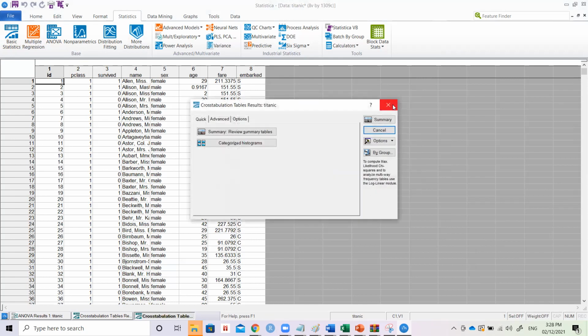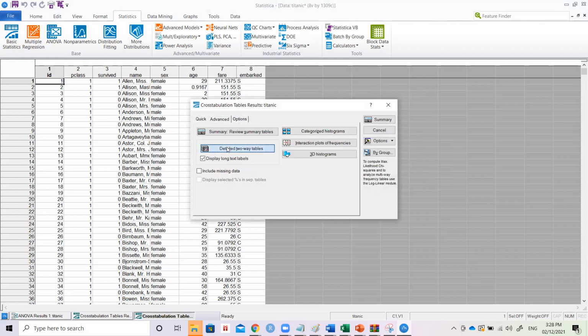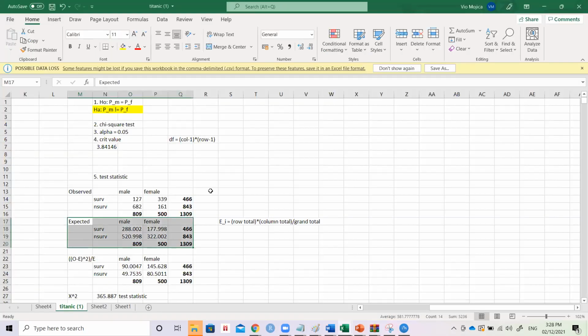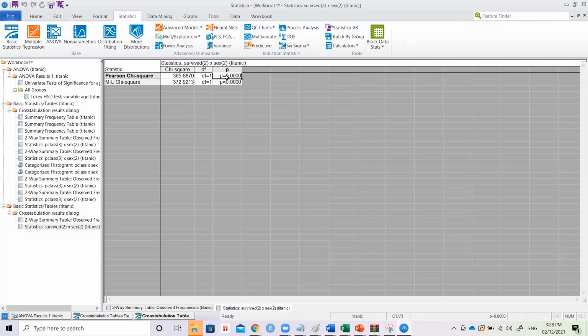Sige, okay na yan. So options, chi-square, advanced, detailed two-way tables. So here, eto pala yung tama. So chi-square test statistic is 365.887. Are we correct earlier? Yes, we are correct. 365.887 is the test statistic. And then p-value is going to be very low.